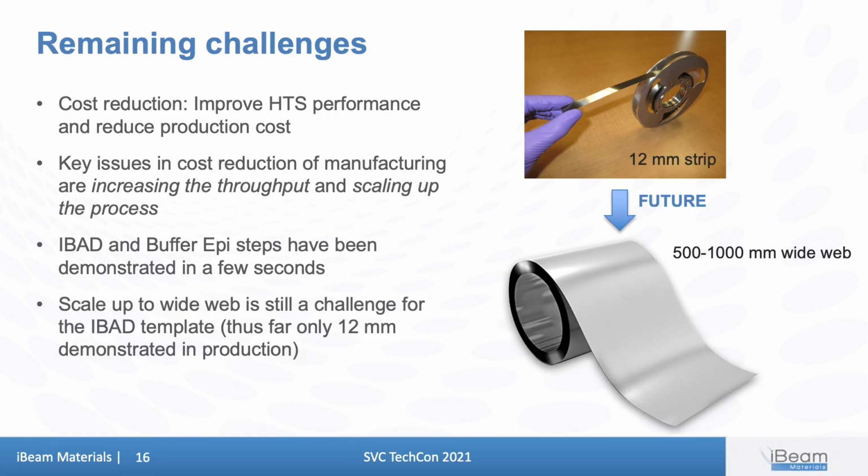As far as the IBAD template is concerned, as we already showed, the process is extremely fast, meaning very low cost, a small fraction of the total cost of the wire. The main remaining challenge for IBAD is to scale up to wider webs that would be needed for HTS deposition. So far, industry has been confined to half-inch wide deposition, and it is time to scale up to wider webs.